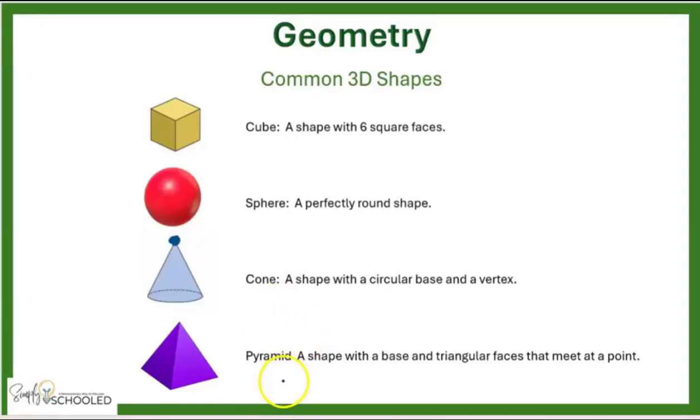And lastly is the pyramid. A pyramid is a shape with a base and triangular faces that meet at a point. Again, here's the point or the vertex. The bottom of this one looks like it's a square. So these are the common 3D shapes: a cube, a sphere, cones, and pyramids.